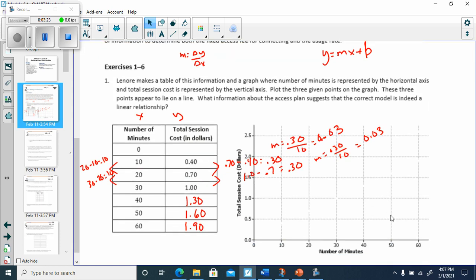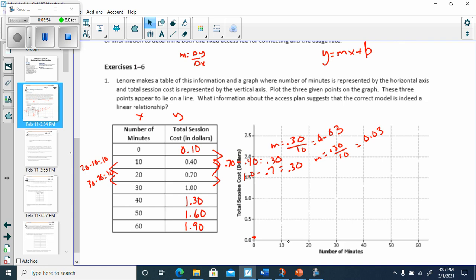Let's see if we can plot this. Well, we need our zero, don't we? If we're going up 30 cents each time, if we go back from 10 minutes to 0, we need to go down 30 cents. Doesn't that give us 10 cents? So we're starting at 10 cents. At 0 time, we have 10 cents. That's our b, isn't it? Okay, now let's do another point.